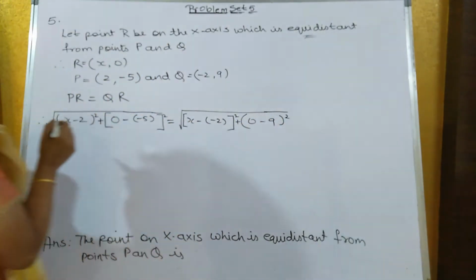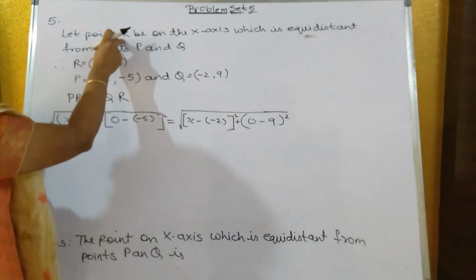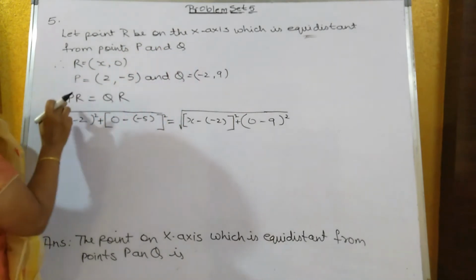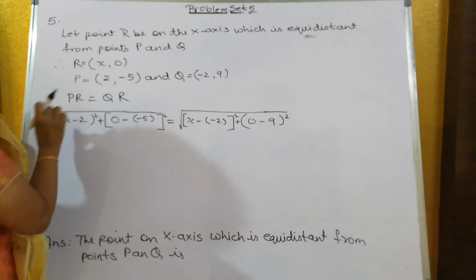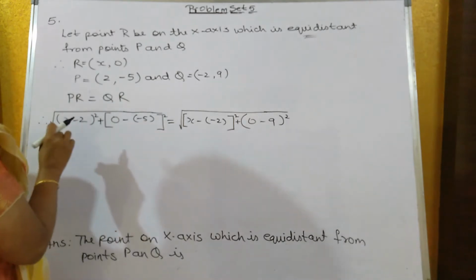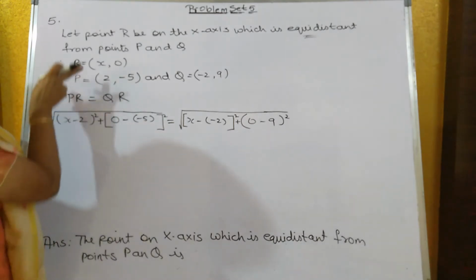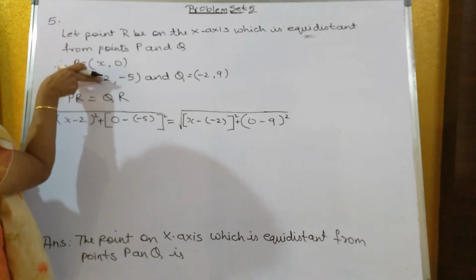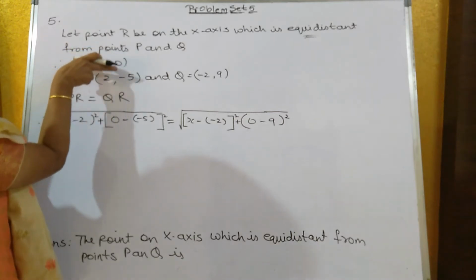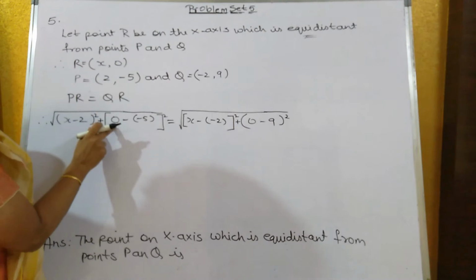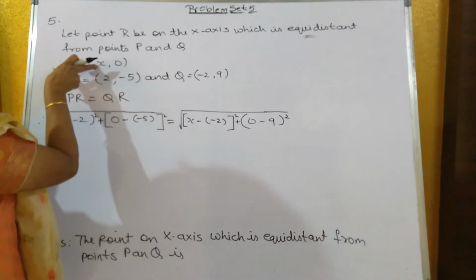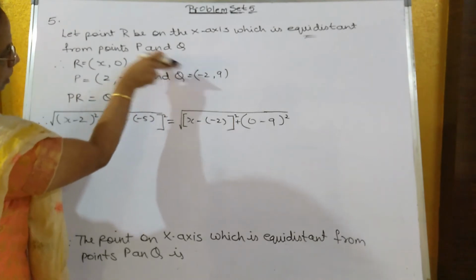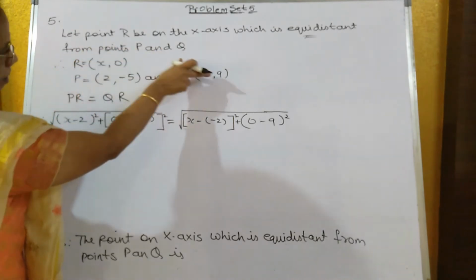I'll repeat once more. Since R is equidistant from points P and Q, therefore PR should be equal to QR, because both are at equal distance from point R. Therefore by the distance formula, what will it be? (x minus 2) the whole square plus (0 minus (minus 5)) the whole square. Now what is QR? (x minus (minus 2)) the whole square plus (0 minus 9) the whole square.